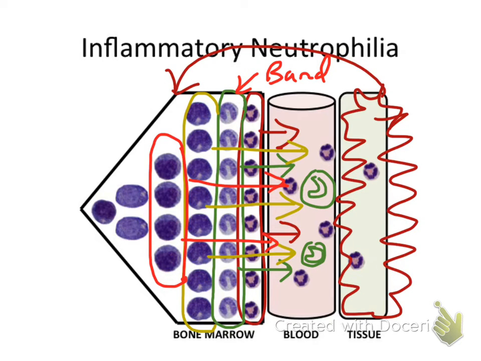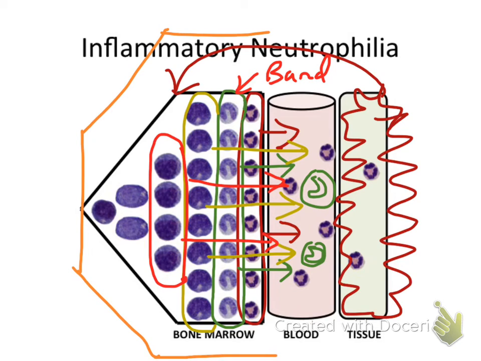If the inflammation persists, then those inflammatory cytokines are still produced, and they still tell the bone marrow to produce more neutrophils, release more neutrophils. So under times of chronic inflammation, the bone marrow expands its proliferating pool of neutrophils, which then leads to increased numbers of all the stages in myeloid hyperplasia.